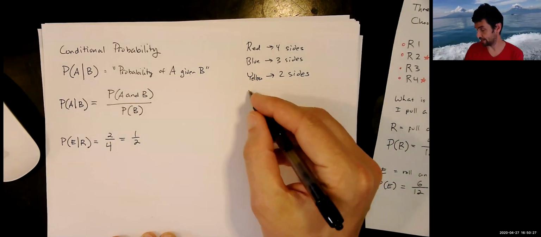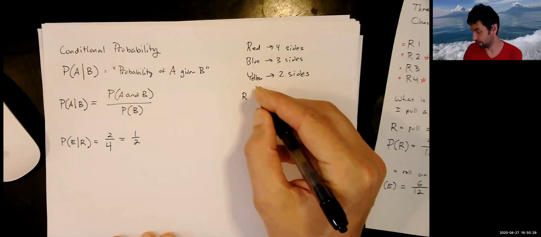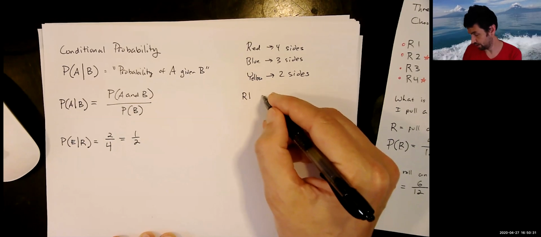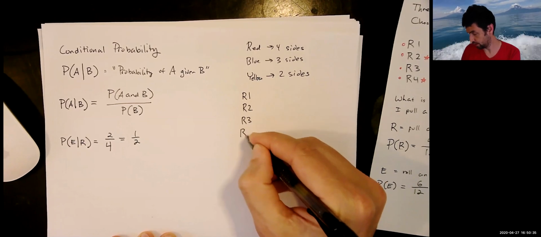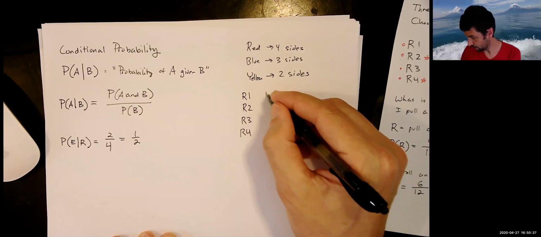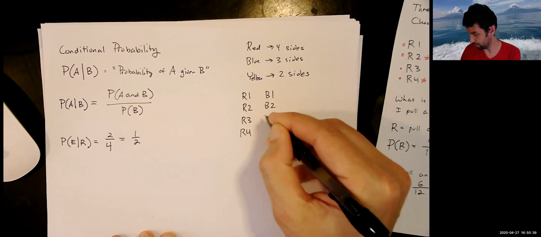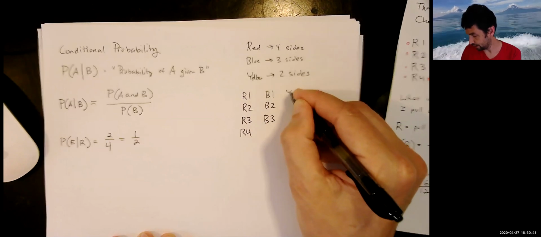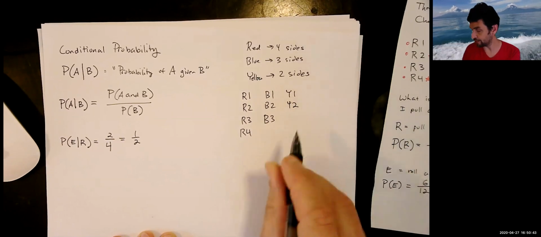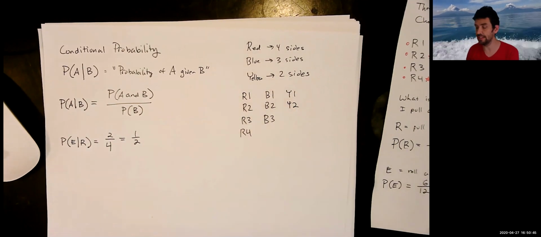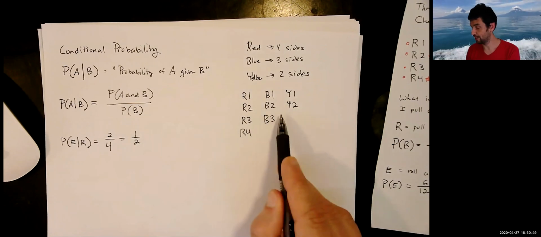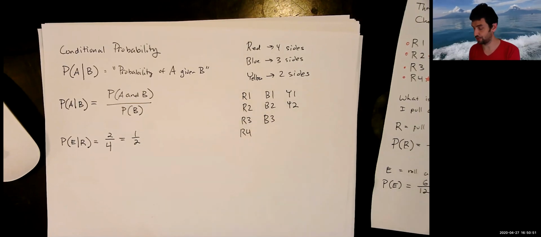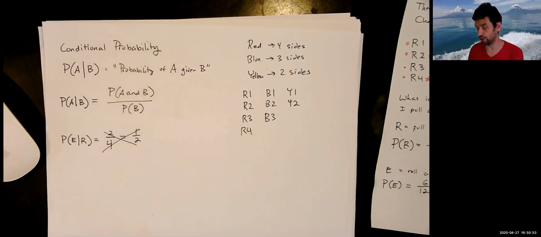Our sample space looks a little different now in this experiment. Red 1, red 2, red 3, red 4, blue 1, blue 2, blue 3, yellow 1, yellow 2, right? Those are all the things that can happen, right? Depending on which die I pull out, I get different options for the numbers that I could roll. So this is no longer valid.